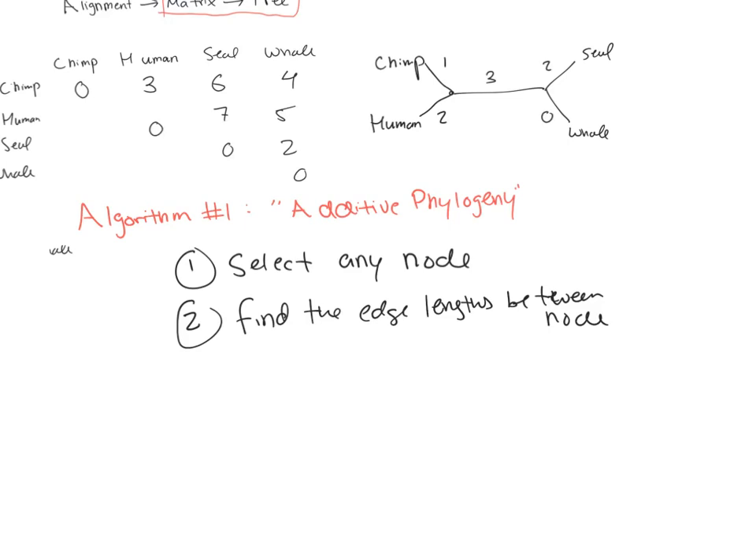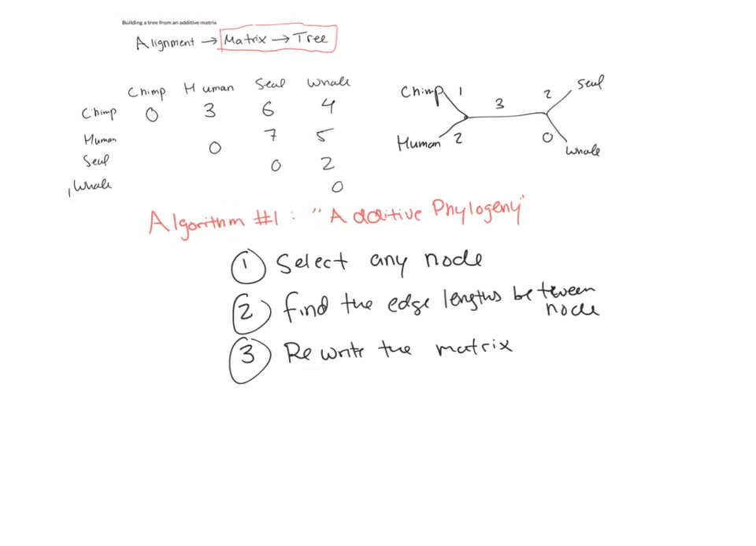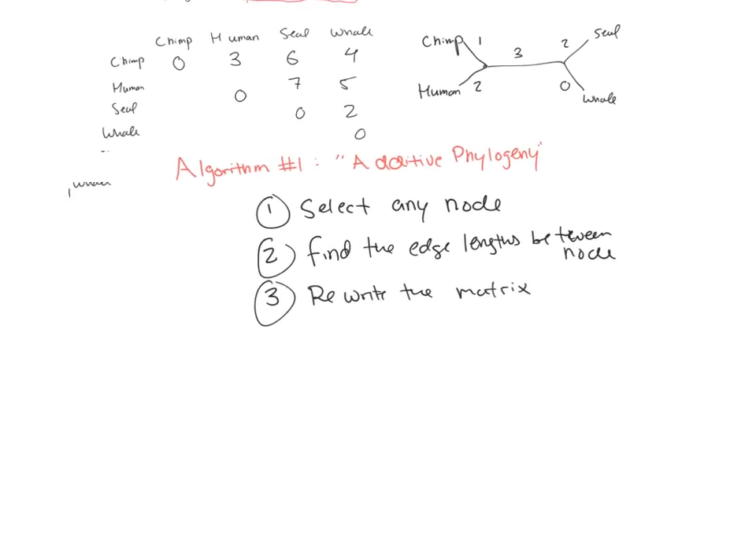And then our third step is to rewrite the matrix with, if I'm connecting seal and whale, I'll rewrite seal and whale as just one node, and this will make more sense as we work through it. So let's do this exact same example, and we'll hopefully end up after this example with the same tree as before. All right, so let's start with this matrix.